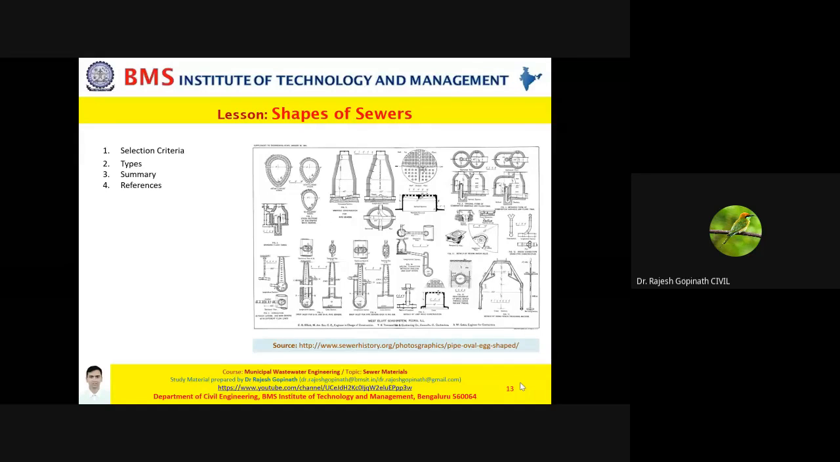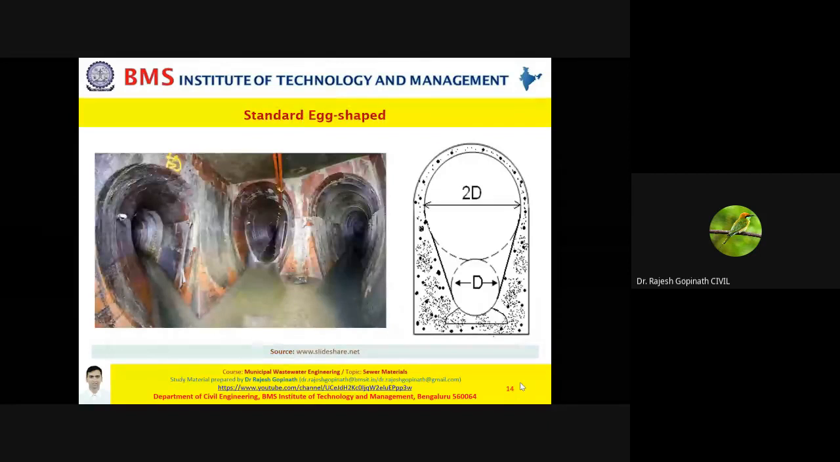flow and beyond. So I'll repeat once again, when you speak about the selection criteria, you're basically talking about 4 parameters: structural safety, cleaning and maintenance, freeboard during maximum discharge, and production of self-cleansing velocity during dry weather flow. So based on these criteria, we go about deciding what shape of sewer to choose.